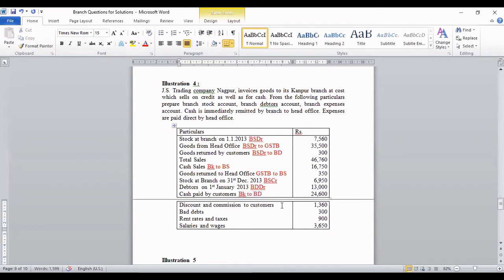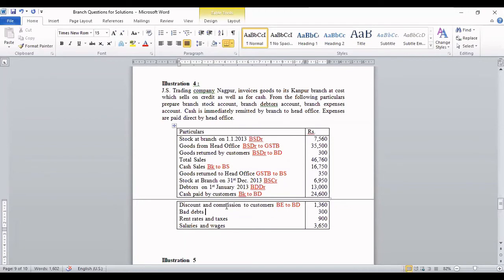Discount and commissions to customers. So what would be the entry for this? Think and relate. Very good. I am giving you one hint. Branch expense account debit to branch debtors, na beta. The benefit, commission, discount is given to customers. Exactly. So, is this entry clear? Branch expense account debit to branch debtors. Correct? Yes or no?